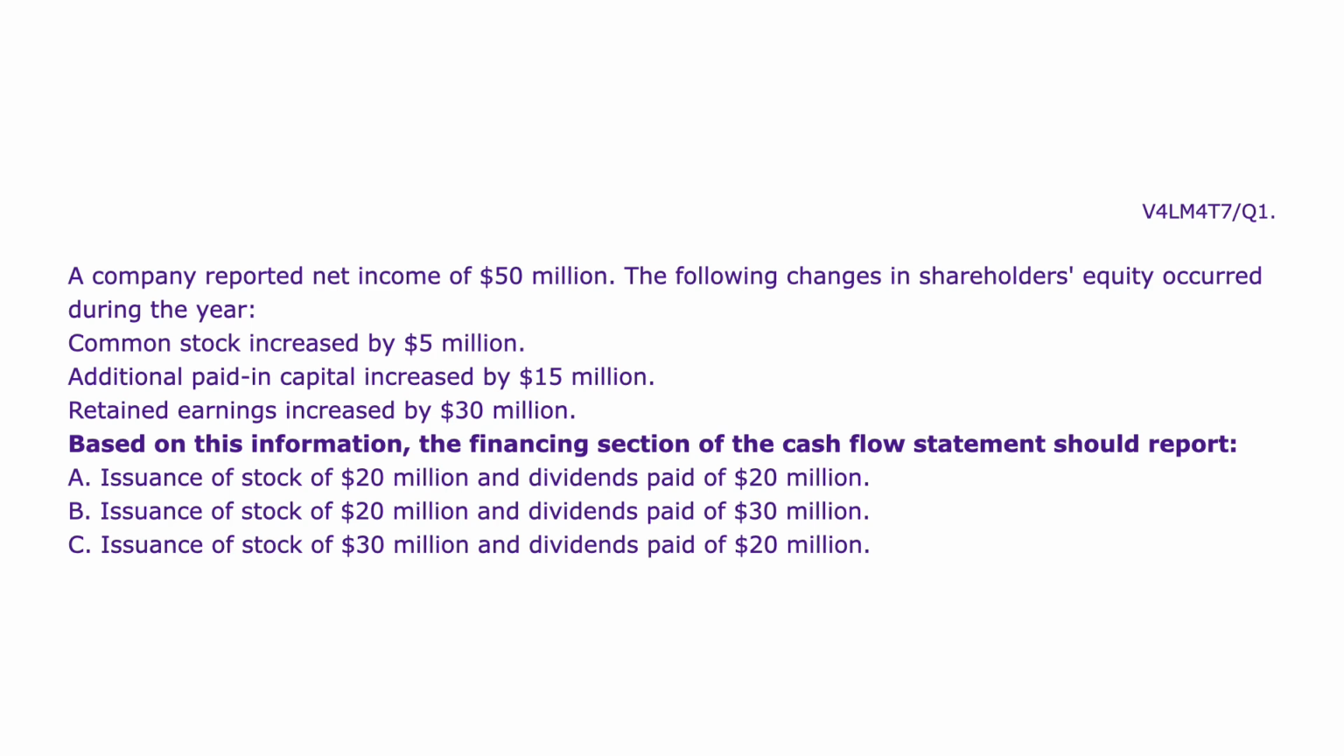Based on this information, the financing section of the cash flow statement should report A. issuance of stock of $20 million and dividends paid of $20 million. B. issuance of stock of $20 million and dividends paid of $30 million. C. issuance of stock of $30 million and dividends paid of $20 million.